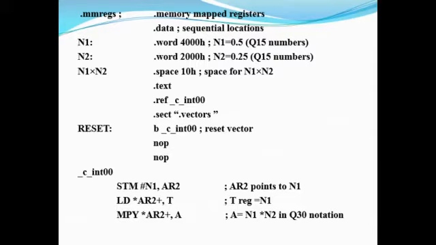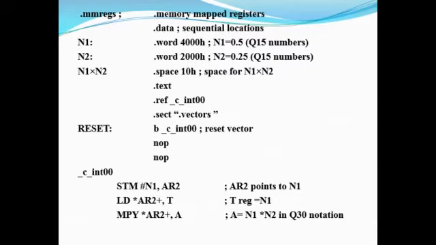We take it as a word. And n1, we already solved it in the previous example. For 4000H, we get Q15 represented as 0.5. Similarly, n2, we have taken here 2000H, and n2 will be 0.25 if I represent it in Q15 format. Now if I multiply n1 with n2, then I have to allocate some space for the result to be stored. I will be allocating 10H space for storing the product of n1 and n2.